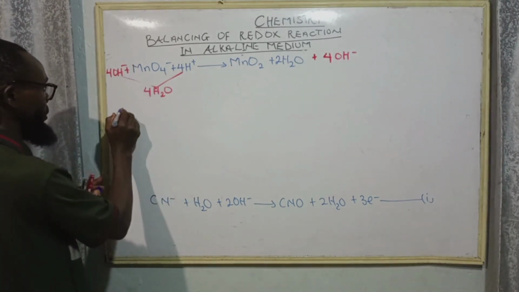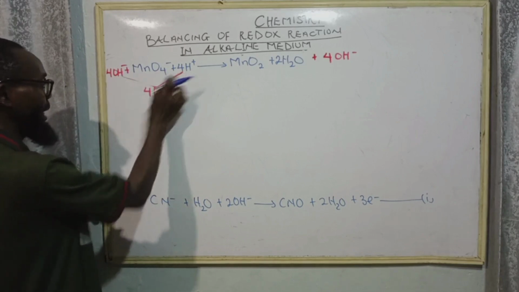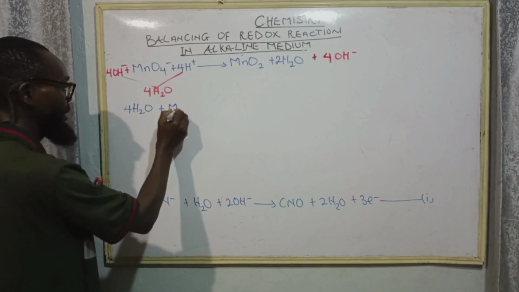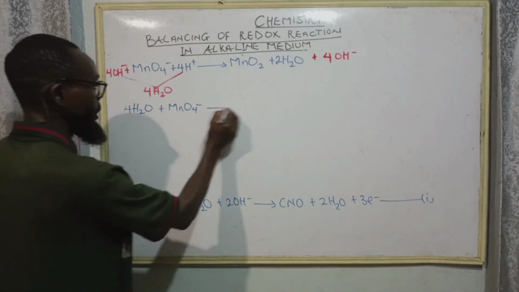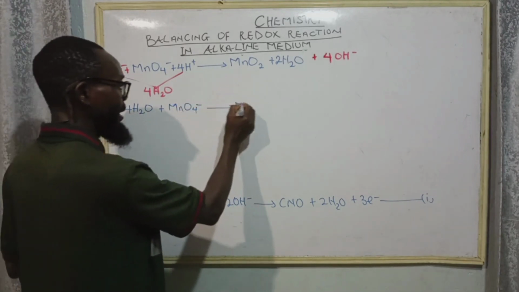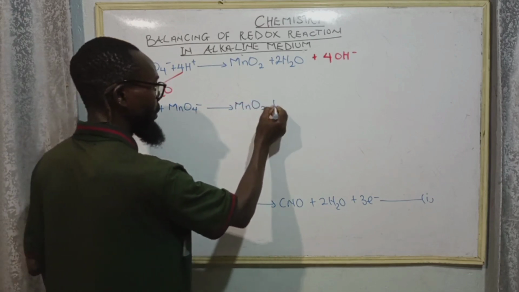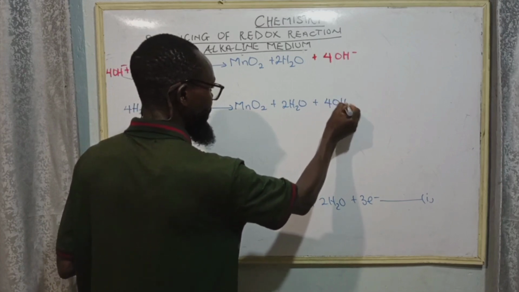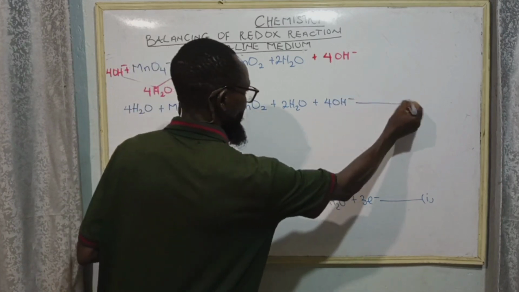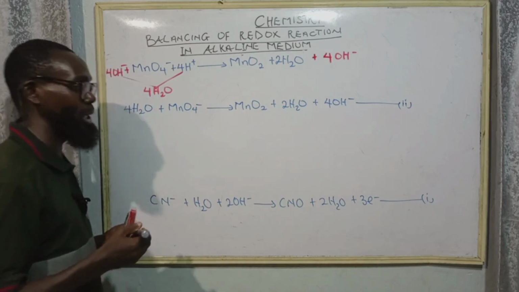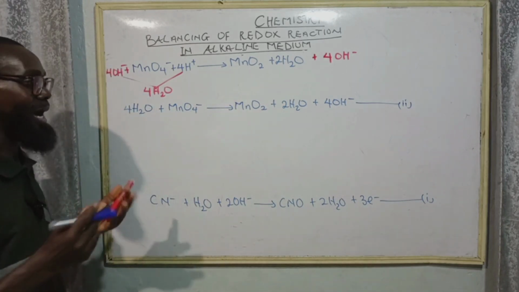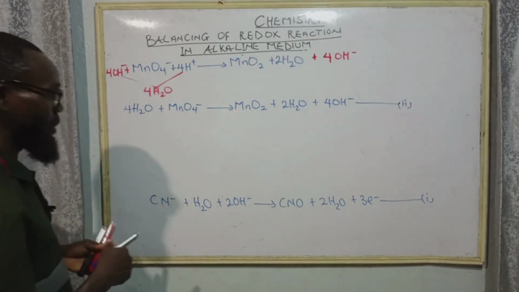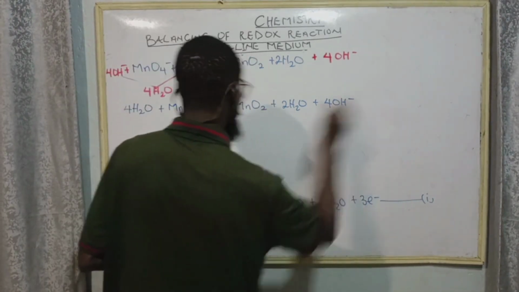Now, the next step is to now write my equation and balance my charge. So I have this and this are combined. We have 4 H2O plus MnO4 minus to give MnO2 plus 2 H2O plus 4 OH minus. Equation 2. Now, this OH minus is showing that it is in alkaline medium. Now, I want to balance the electron.